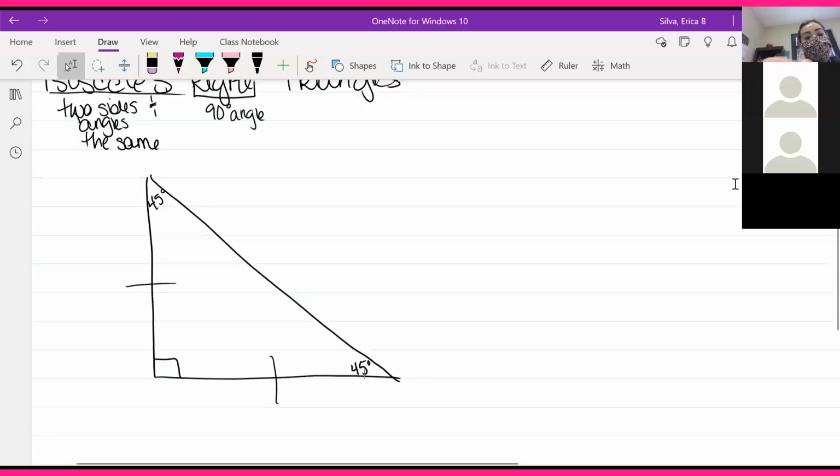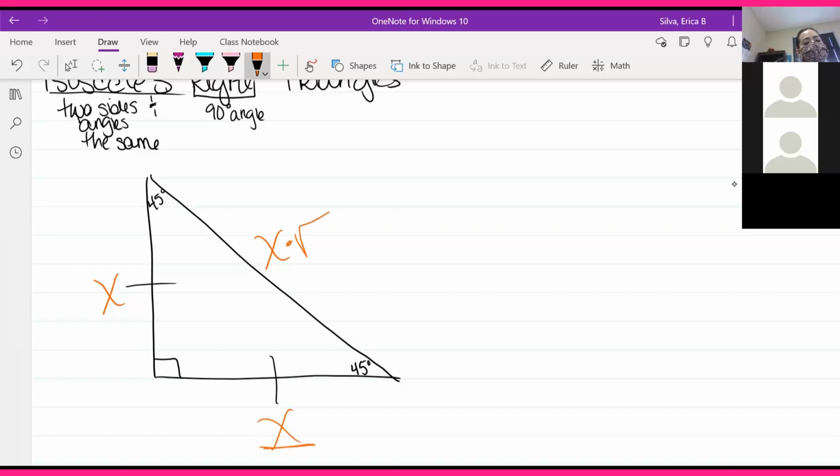All right. So if we had an isosceles, we know that this side is X. What would be the side length for this one? X also. Now, if you recall from last week on your assignment, we'd have X, and then the hypotenuse is the square root of 2 times larger.